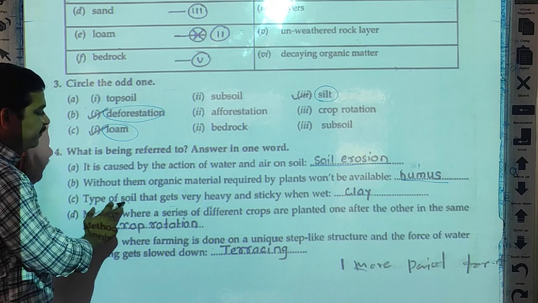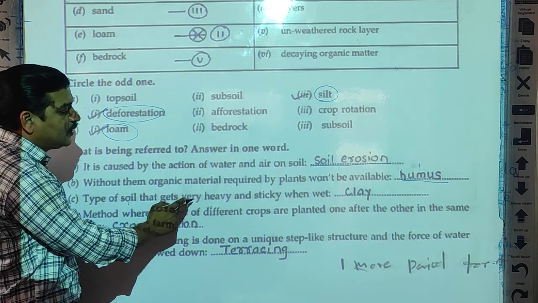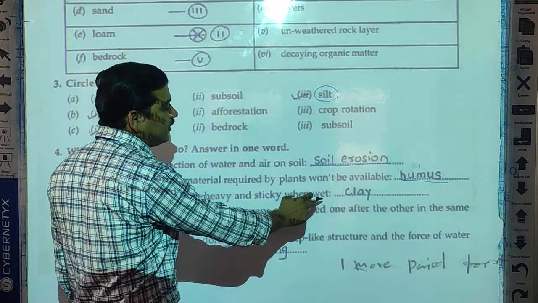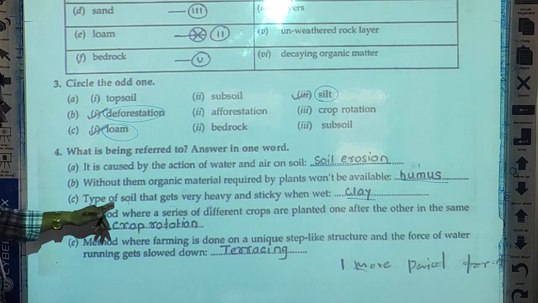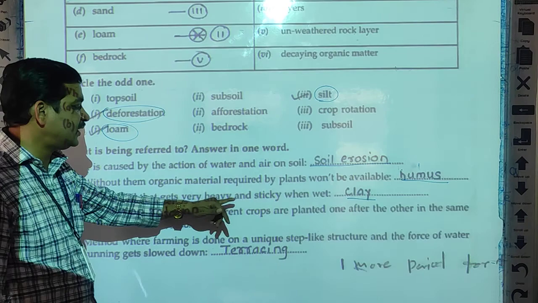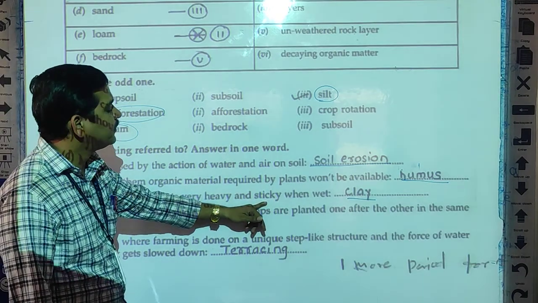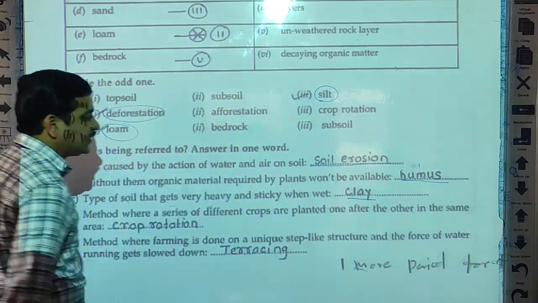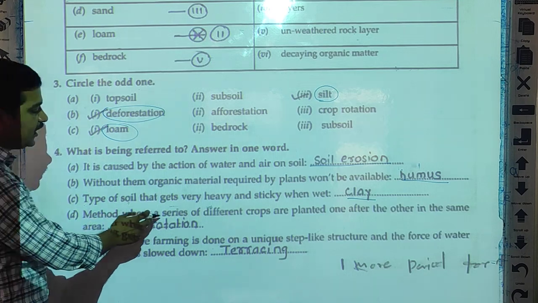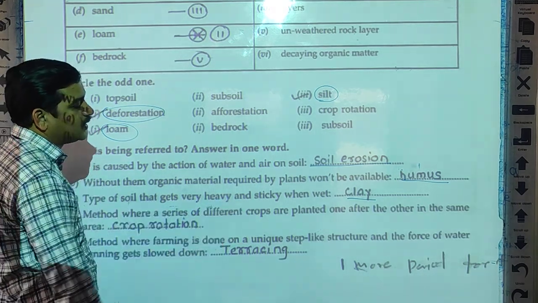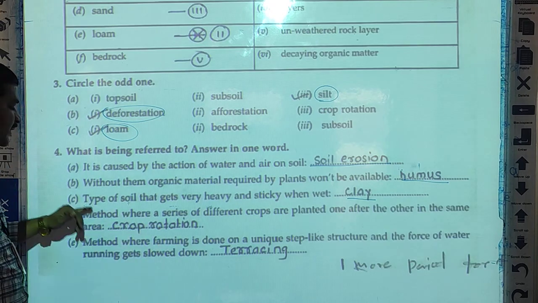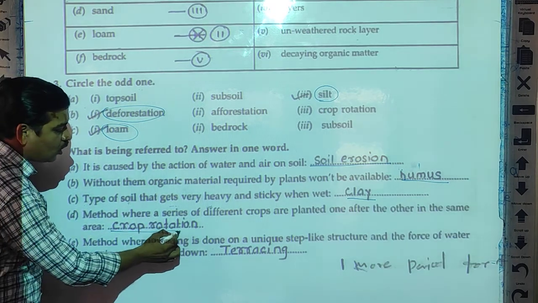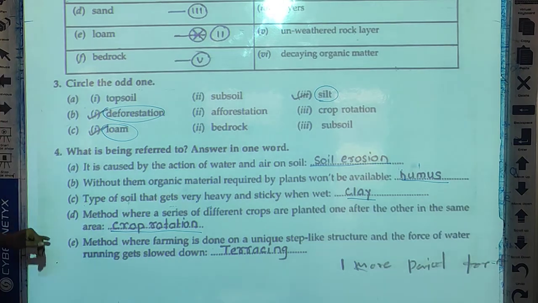Next, type of soil that gets very heavy and sticky when wet. That is called clay soil. Next, method where a series of different crops are planted one after the other in the same area. That is called crop rotation.